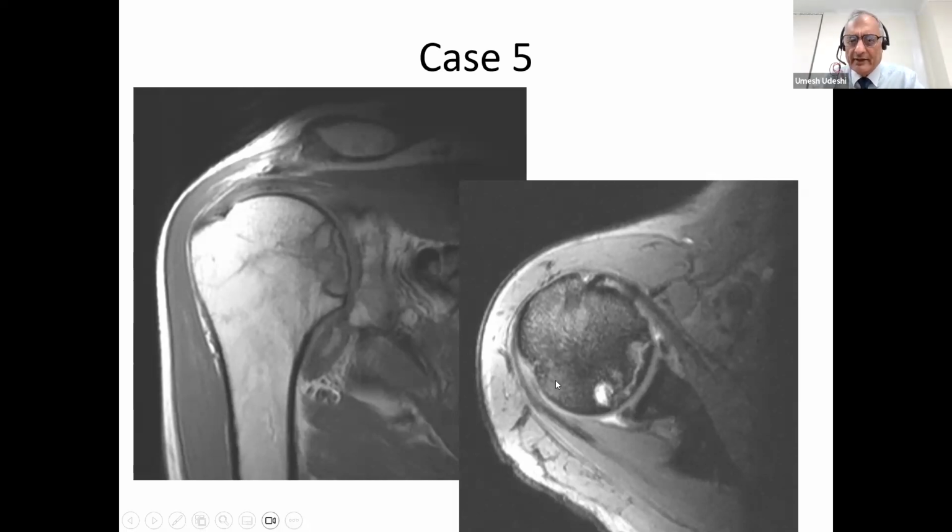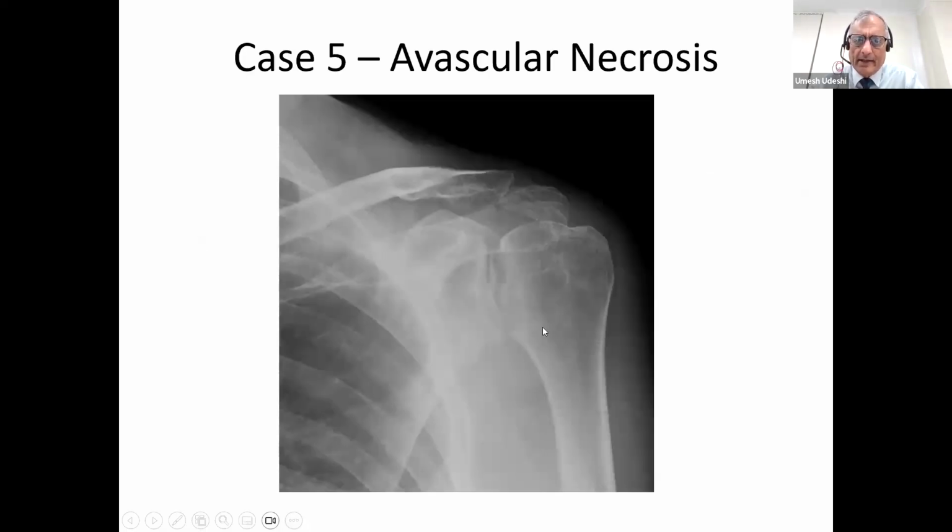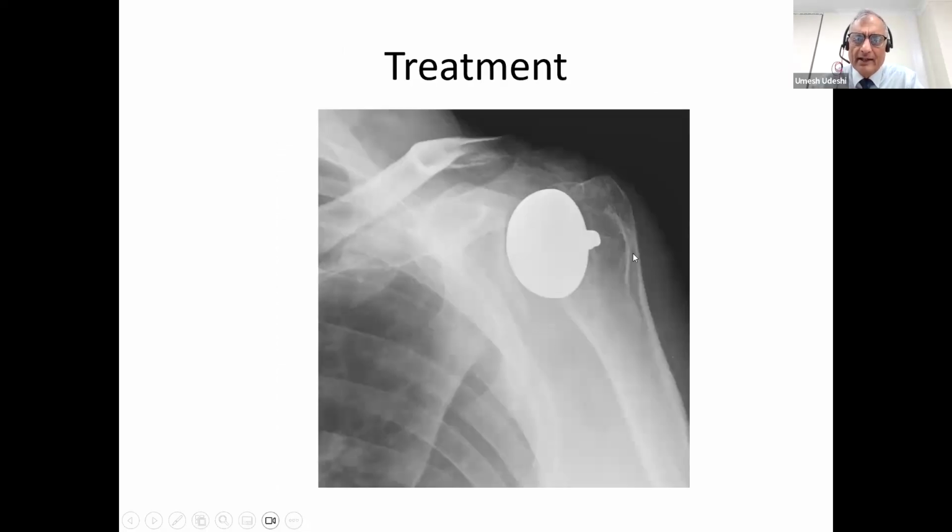So this is avascular necrosis of the humeral head. So that's what the radiograph would look like. And note, it's only on one side of the joint, not on both sides. So that's not infection. That's affecting the humeral head only. And this patient was treated, had to have a shoulder replacement.